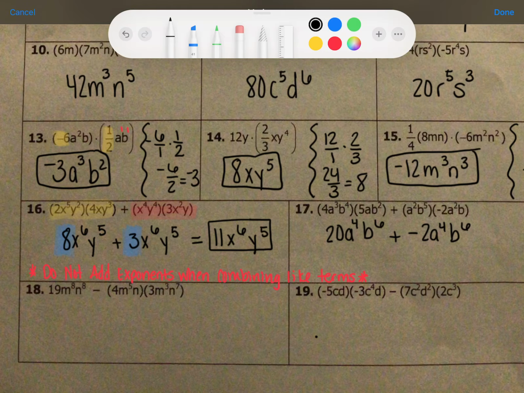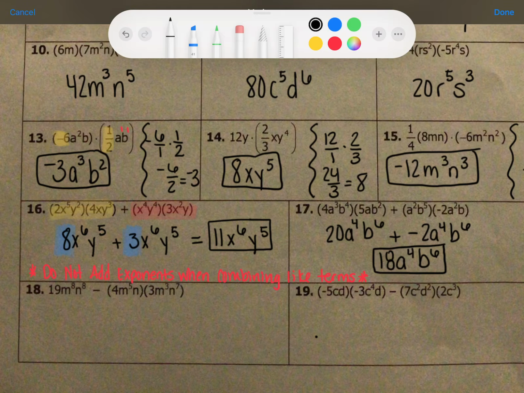Now I'm ready to combine like terms, and they are alike because they both have an a to the 4th and a b to the 6th. So this gives me 18, a to the 4th, b to the 6th. Remember, do not add those exponents. You're going to be tempted to, and I know somebody in here is probably going to do it. Don't do it. When you're combining like terms, do not add exponents.